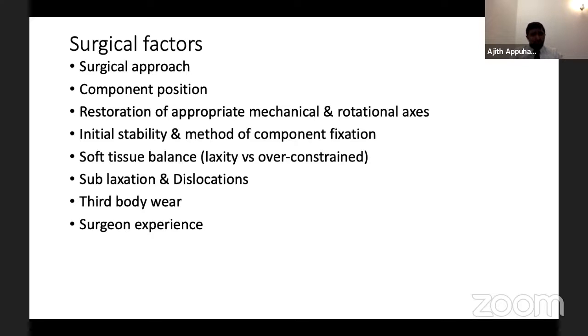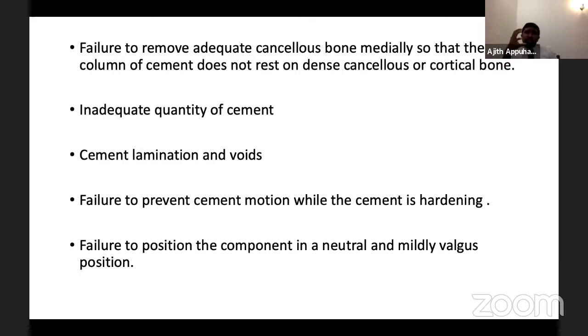You need to discuss that as the last point. And not only that, especially when it comes to cement fixation, whether we are removing the adequate cancellous bone medially, because then only the cement column, if you are not removing, what happens? The cement column does not rest on the dense cortical bone. Adequate removal is important.